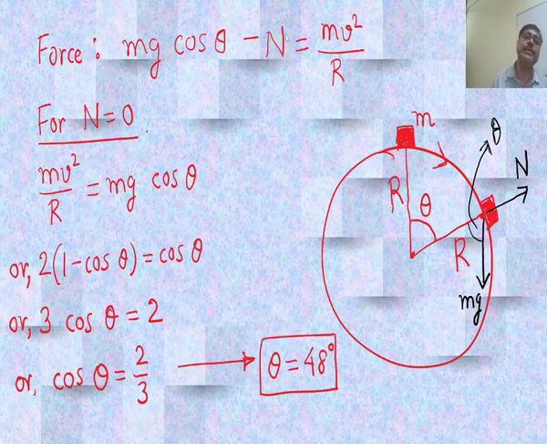So mg cosine theta minus N is mv square by r. And as you know, at an angle theta, your capital N becomes 0. So we are simply putting N is equal to 0. And out of this force equation, we are simply writing mv squared by r is equal to mg cosine theta. So here also you can have v squared by gr is equal to cosine theta.